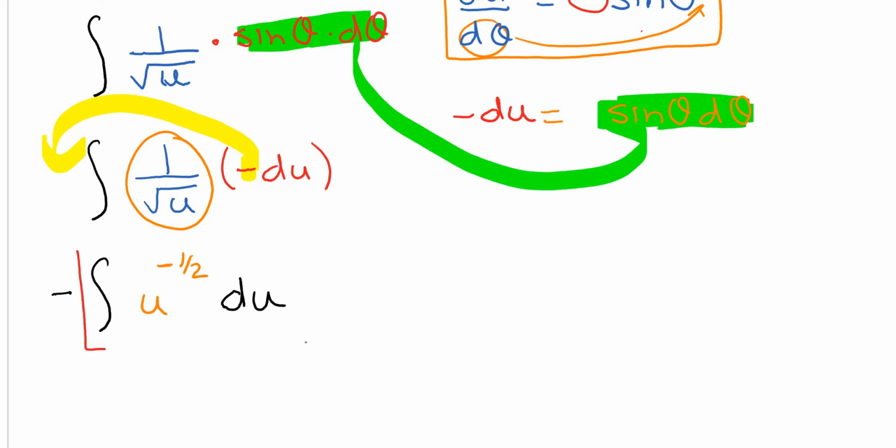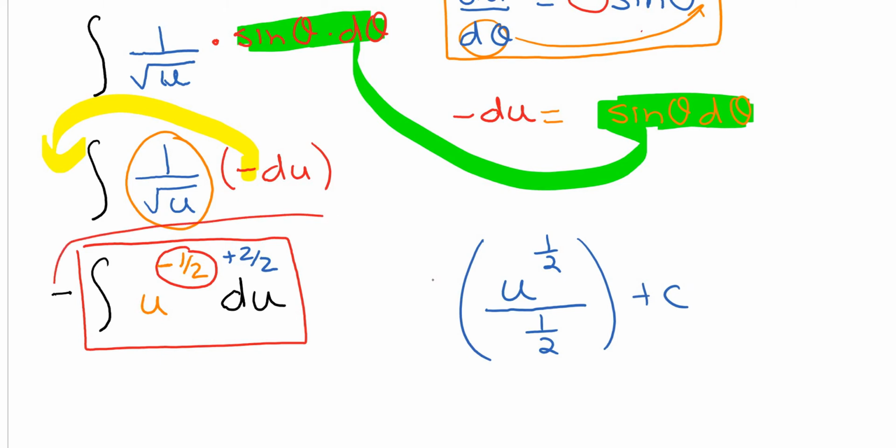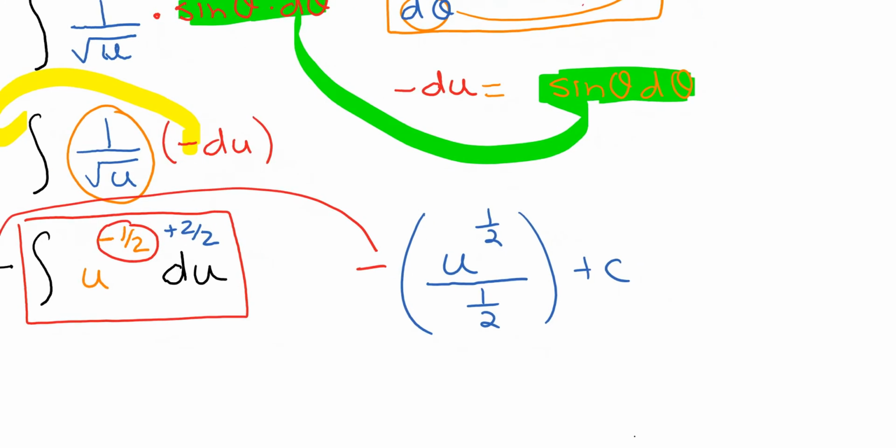And this expression right here in the red box, I can definitely find the antiderivative of that. I just need to add a 1 to the power here. So my power is negative 1/2. I can add 1 to that, so 2 over 2. So that's going to be u to the power of 1/2 divided by the new power, which is 1/2, plus the c, and then the minus sign will just tag along.